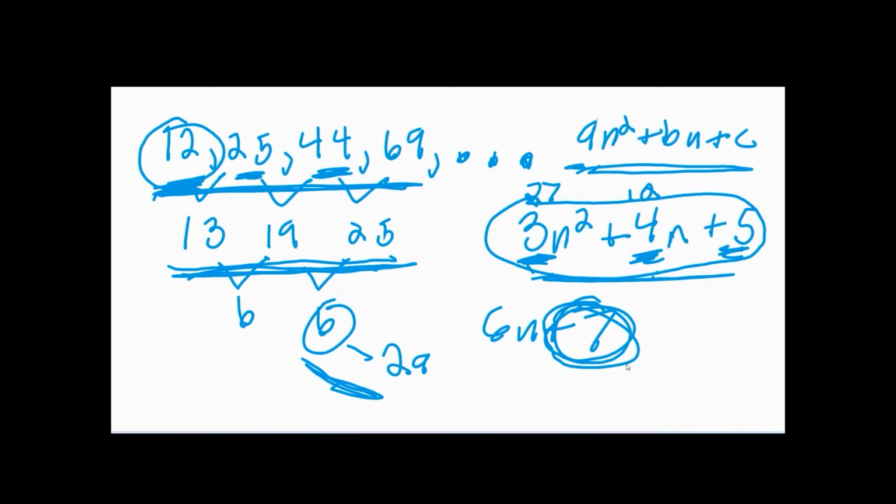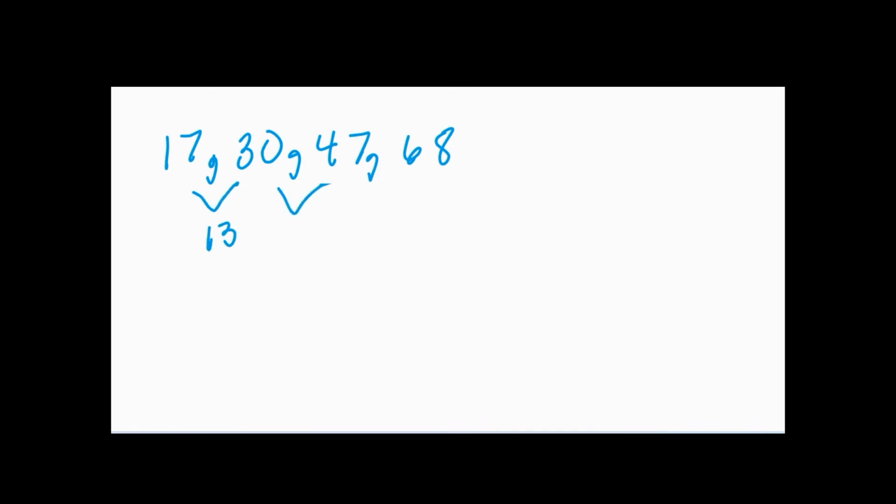And so let me quickly do another example with this method, and then explain why the method actually works. All right, so let's look at another quadratic sequence. And again, we'll just do the first 4 terms. So the terms are 17, 30, 47, 68. All right, so let's do what we do. The difference between 17 and 30 is 13. 30 and 47 is 17.